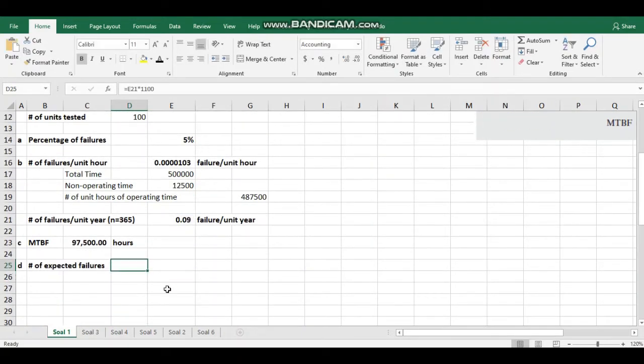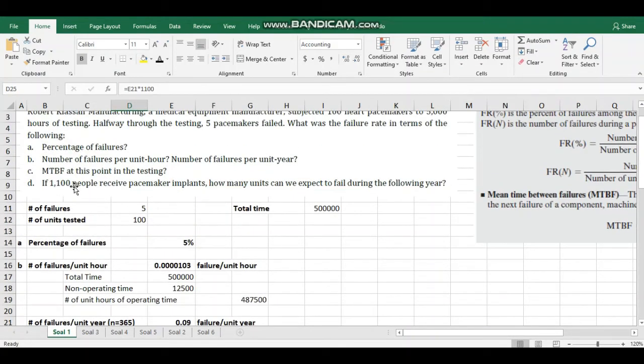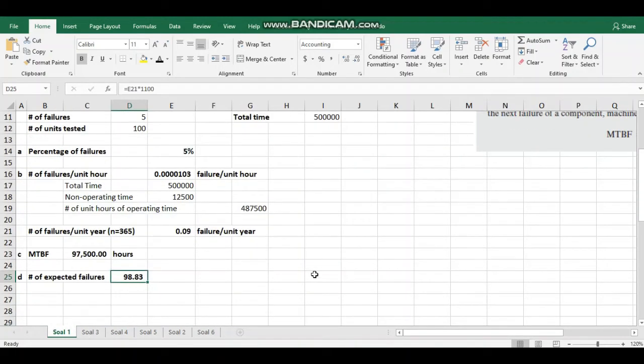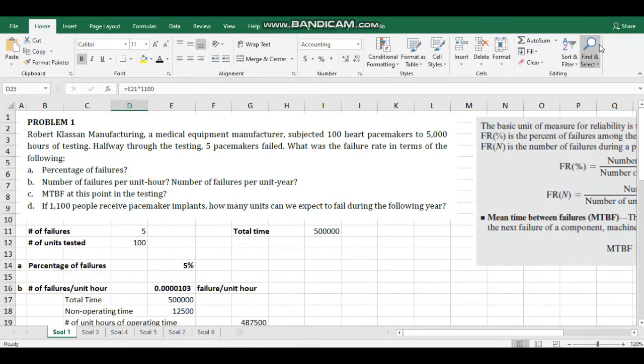So the total is 98.83 failures. So this is the expected number of failures if 1,100 people receive pacemaker implants during the following year. Okay, so that's for problem 1.